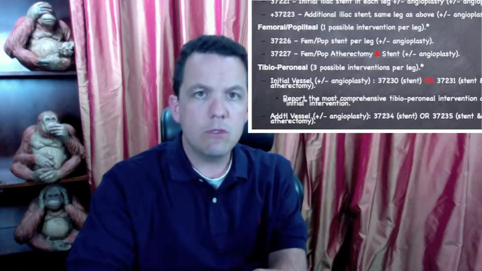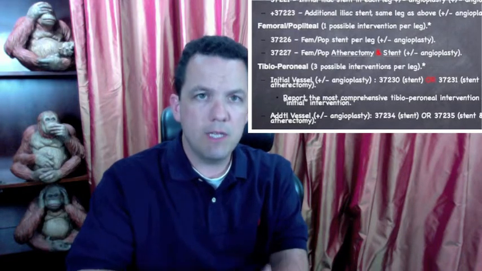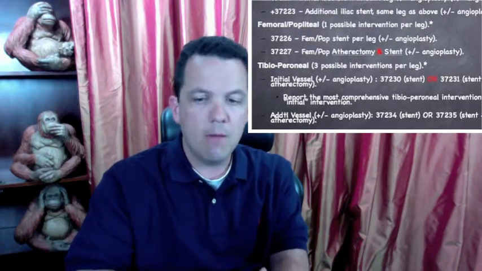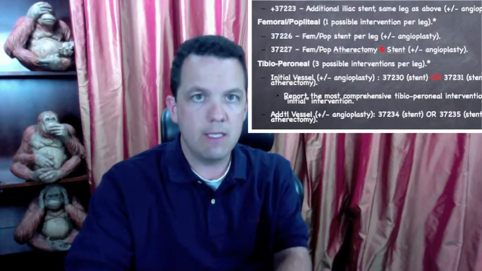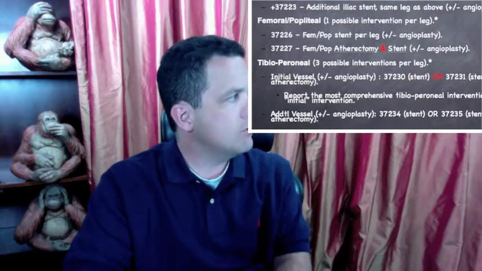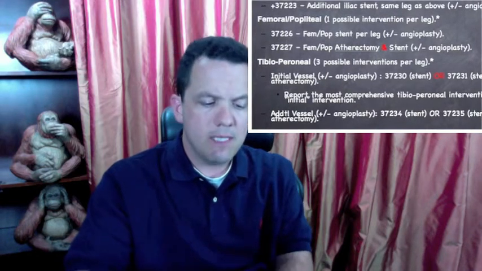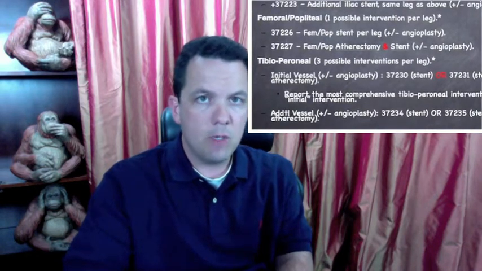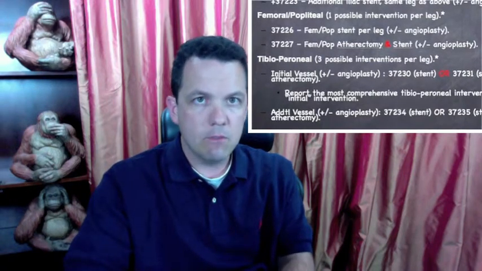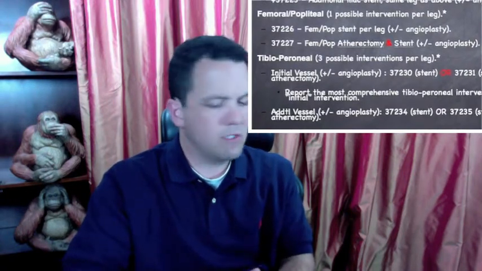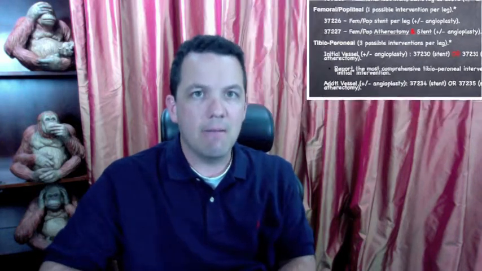The reason why there's two codes is that the first one is a plain Jane stent, which may or may not include angioplasty. So ballooning is included in this stent code. The 37227 says, I'm doing stent placement. I may or may not be doing angioplasty, but I'm also doing atherectomy. So kind of think of this 37227 code as a deluxe stent. I'm not just placing a stent. I'm placing a stent, and I'm also doing atherectomy somewhere in that FEMPOP distribution.